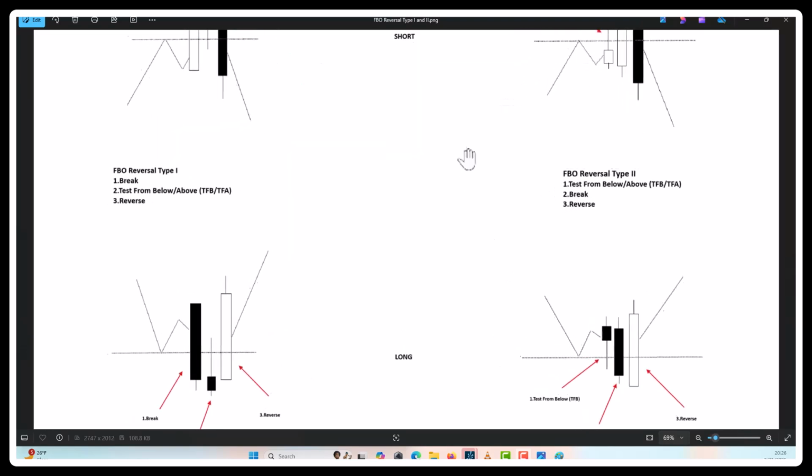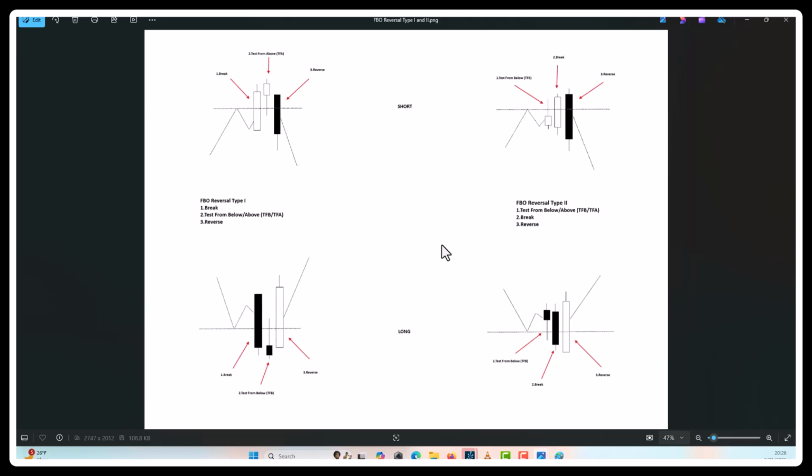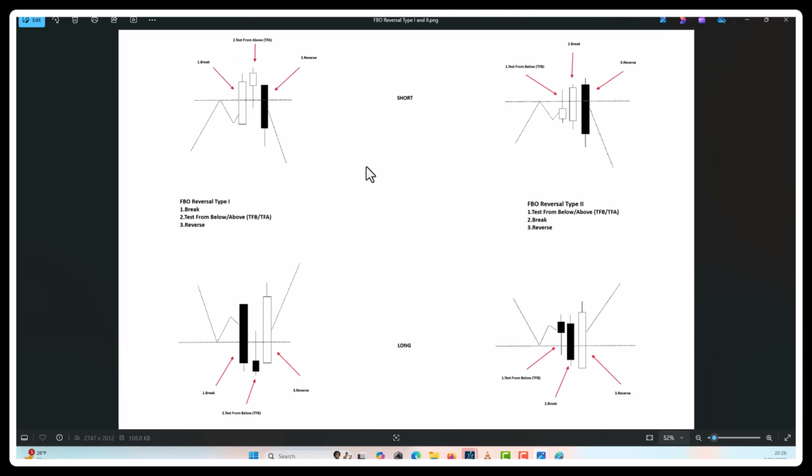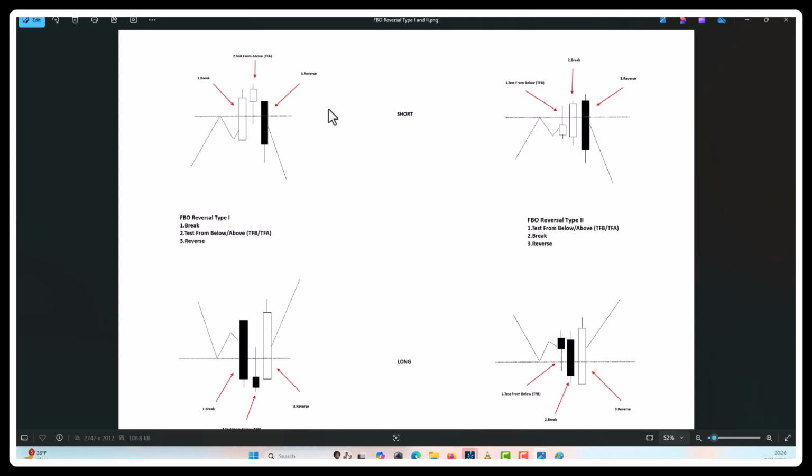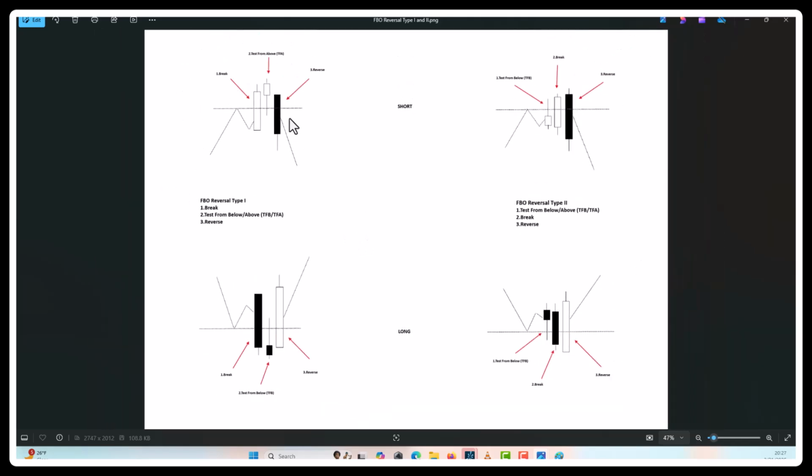Yeah, here we have a better version right here. So one for short, one for long right there. On the left side is type 1 and on the right side type 2. So on the type 1 right here we have a level for a long, breaks test from below and reverse. For the short setup it's going to be test from above, break, test from above and reverse. For the type 2 it's going to be test first, break and reverse. That's the short setup. For long setup similar, test first, break and reverse.